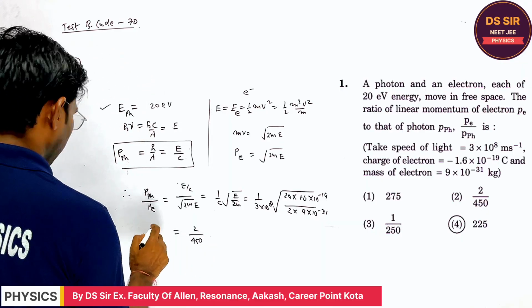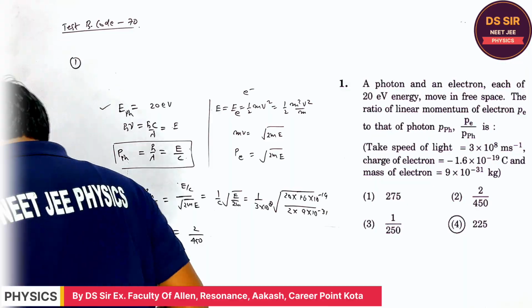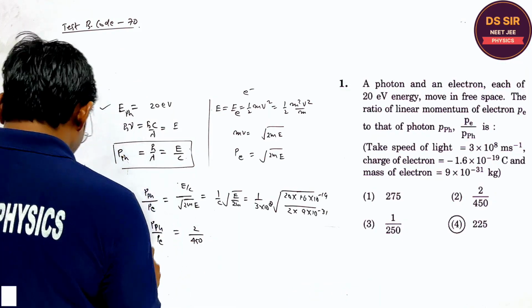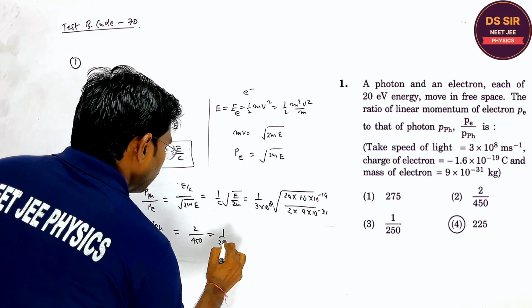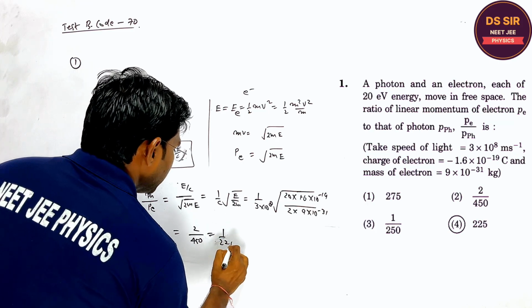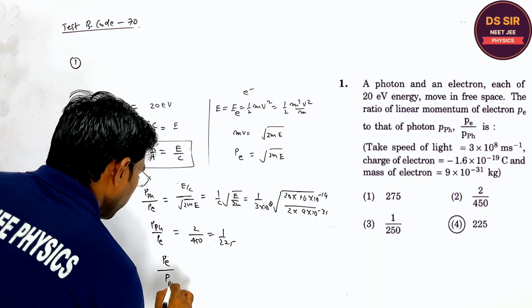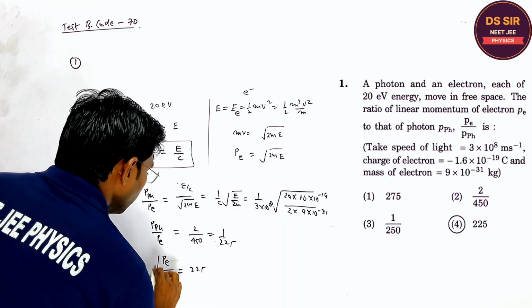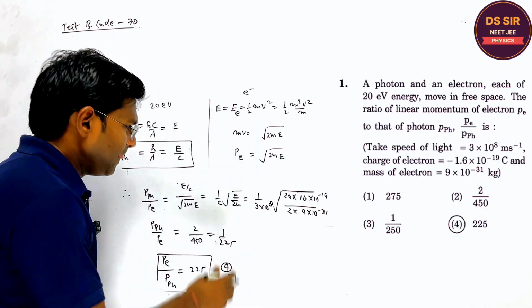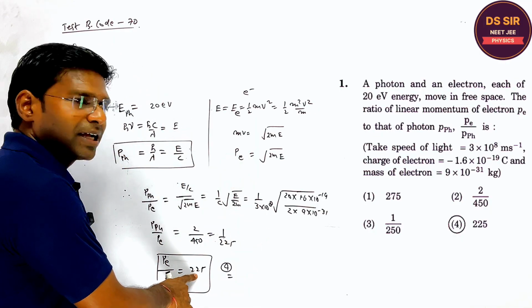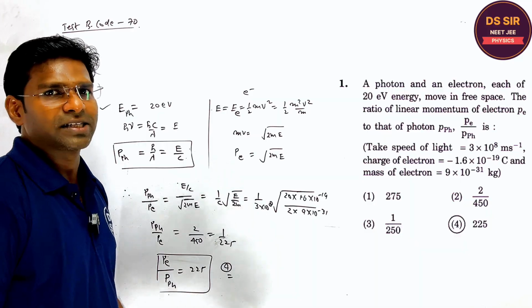Listen one thing. The photon momentum and the electron momentum, but they are asking the ratio of the 1 upon 225, right? And therefore the electron momentum to the photon momentum comes to be 225. So which option is the correct option? Say fourth option is the correct option, right? If you are getting the correct answer, comment in the comment box if you have done this correctly.